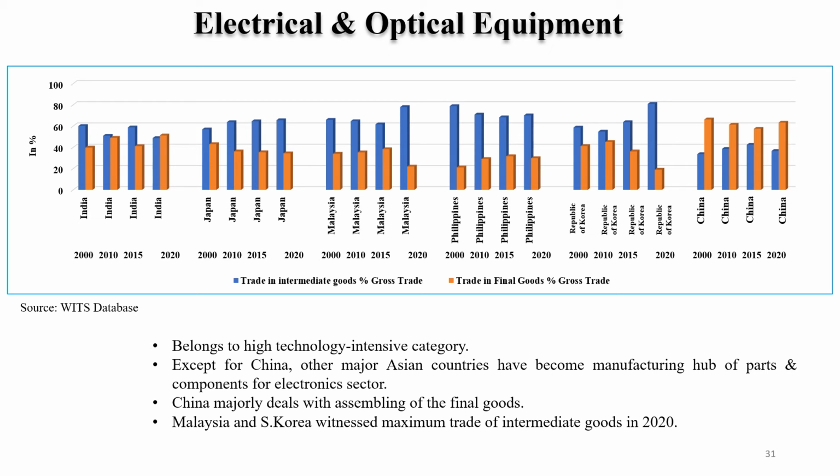The situation in electronics is clearer. As you can see, the blue bars, which reflect the trade in intermediate goods as a percentage of gross trade, have been very high. In some cases, for example in South Korea, it almost touched 80%. But overall, for the major exporters of electronic goods, intermediate goods as a percentage of gross trade is more than 60%.